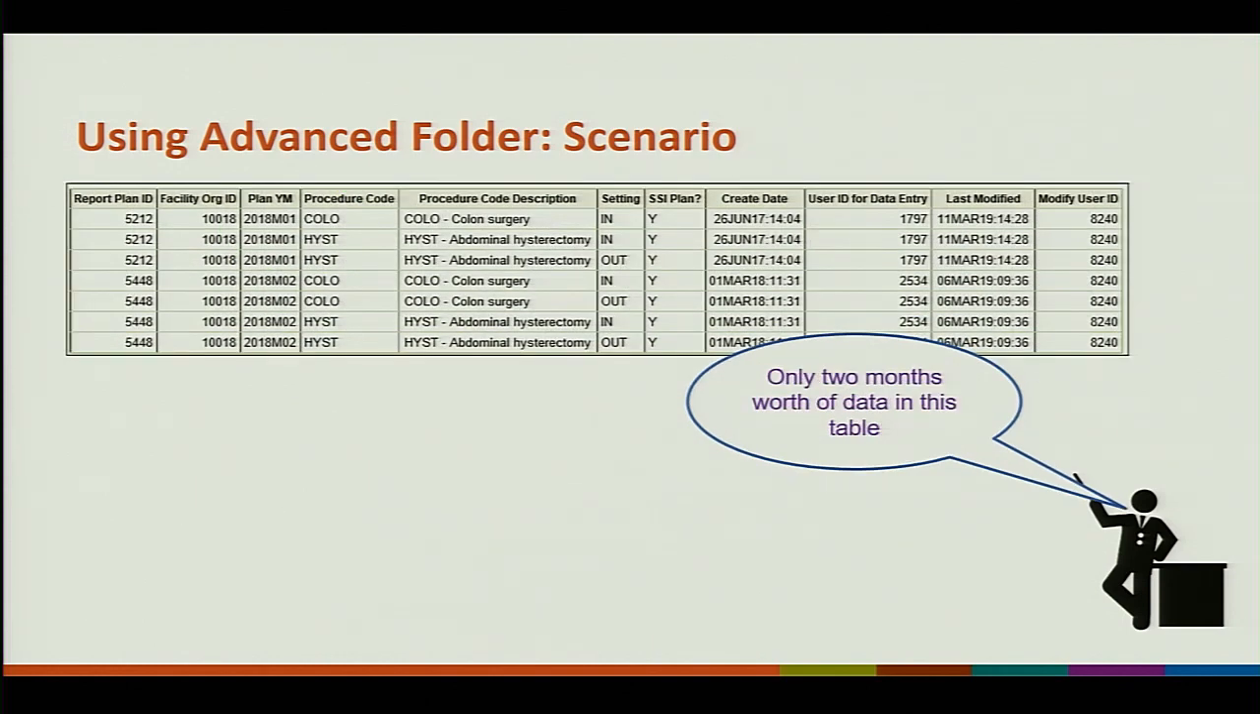Additionally, there's a whole month missing. I don't see March here, so I know that I'm missing a monthly reporting plan for March 2018. So before I regenerate data sets and look at my analysis again, I want to make sure I go back and add those procedures to my March 2018 plan.